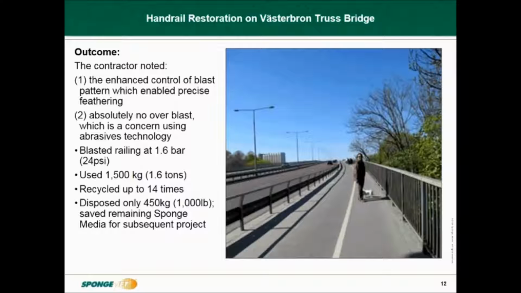And there was no square meterage stated, but from the information we can deduce that they used 1 kilogram per linear metre. They only consumed 450 kilograms for the whole process, which was their waste, and they kept 1,000 kilograms for future projects. So the consumption rate was set at 450 kilograms to do the 600 linear metres or the 1,500 linear metres.